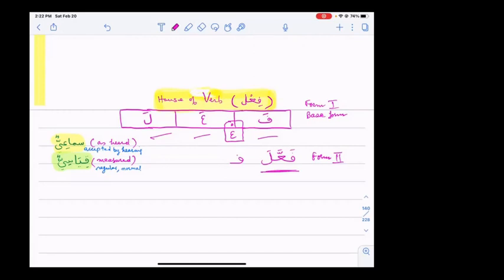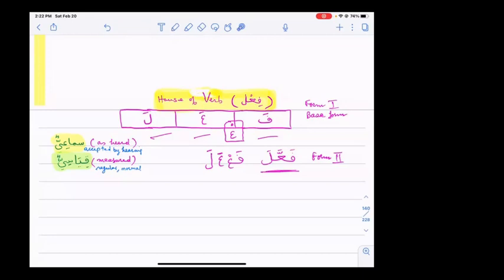sukoon. So here we have fa, and then this is our second radical. We have a fatha here. And then we have a third radical. We have a fatha here. So how do you pronounce fa'ala? Fa'ala. Did you get the idea? If you break it down, it will be like this.